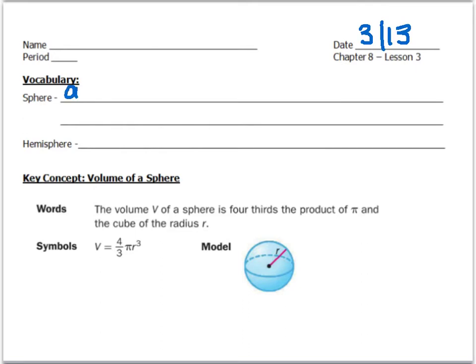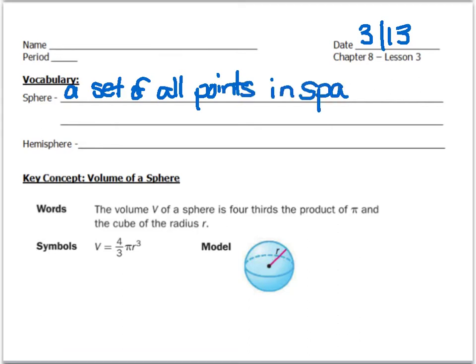And a sphere is a set of all points in space that are a radius from the center.